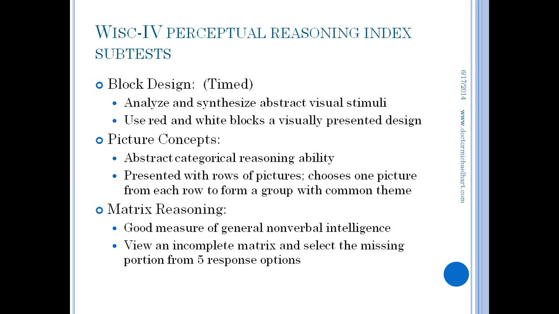Matrix reasoning is another good measure of general nonverbal intelligence. They're presented with a matrix that's incomplete, and they have 5 different options to choose from to complete that matrix. So again, it's kind of a holistic way of being able to look at images, visual stimuli.